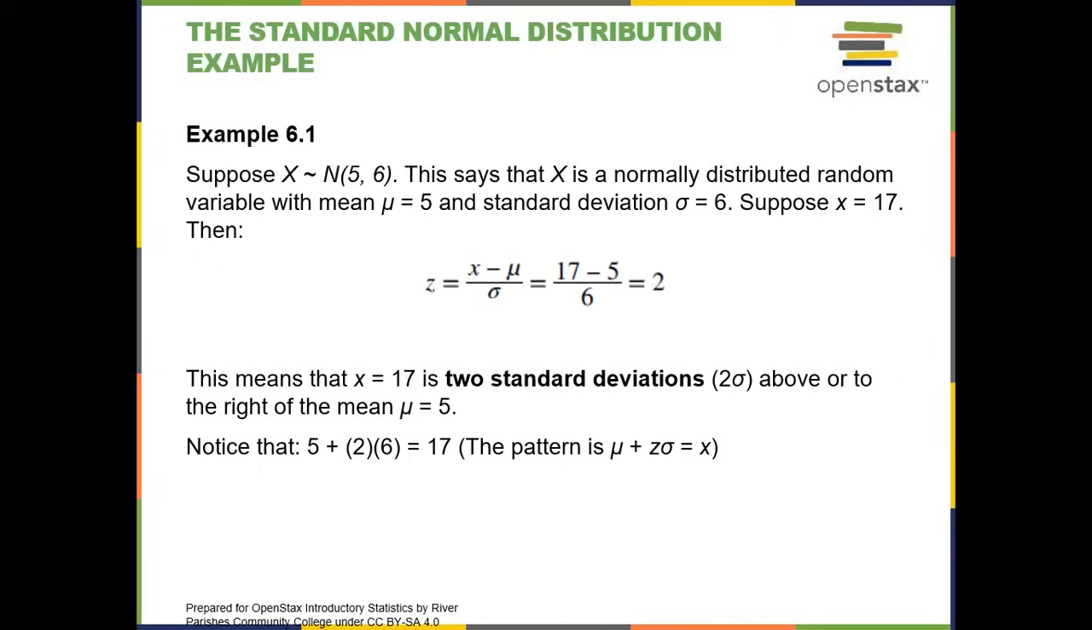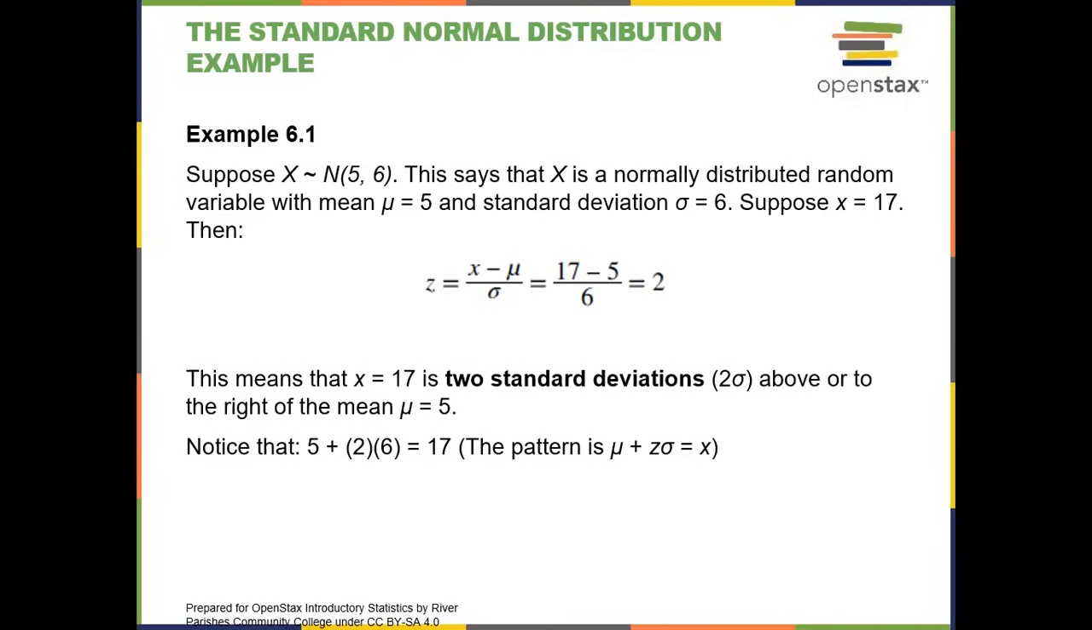Suppose capital X is a random variable that follows a normal distribution with mean 5 and standard deviation 6. This says that X is a normally distributed random variable with mean mu equal to 5 and standard deviation sigma equal to 6. Suppose that one particular value of the variable is x equal to 17. In that case, the z-score is 17 minus 5. How far is 17 from the mean 5? 17 minus 5 is 12. Divide that by the standard deviation, 12 divided by sigma 6. 12 by 6 is 2 because 6 goes into 12 two times.